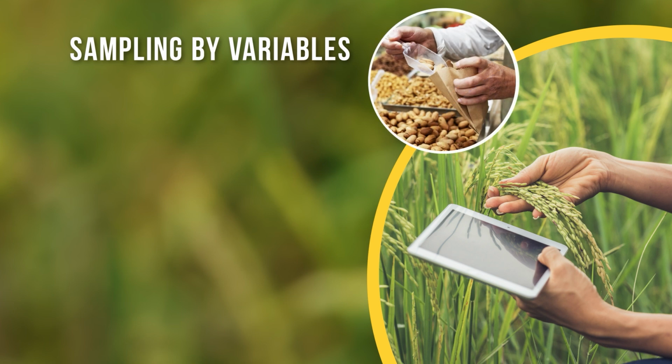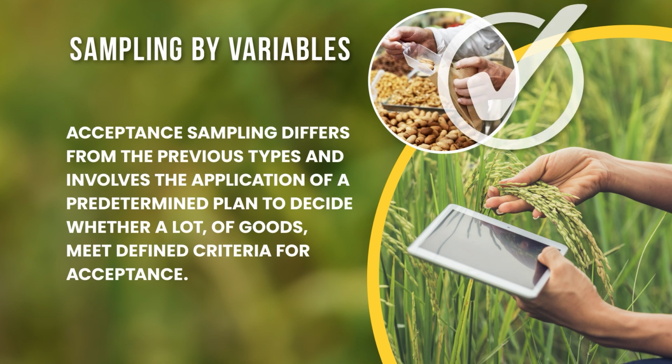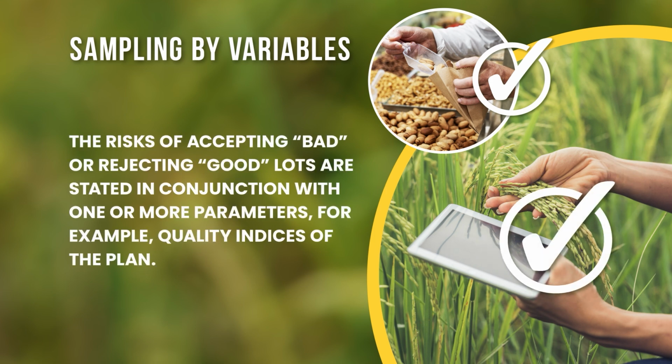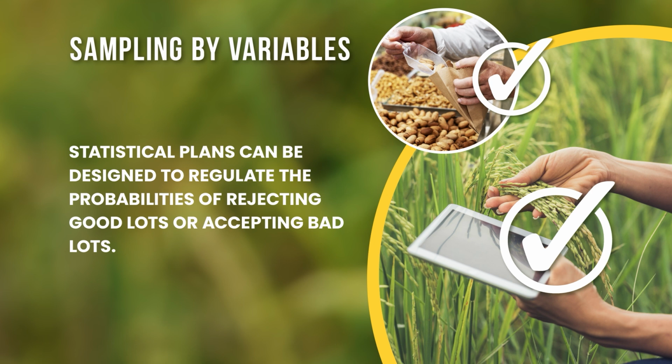Acceptance sampling differs from the previous types and involves the application of a predetermined plan to decide whether a lot or goods meet defined criteria of acceptance. The risk of accepting bad or rejecting good lots is stated in conjunction with one or more parameters, for example, quality indices of the plan. Statistical plans can be designed to regulate the probabilities of rejecting good lots or accepting bad lots. Remember, rejecting good lots is a vendor risk, accepting a bad lot is a consumer risk, and it has to be kept in mind while carrying out the sampling.